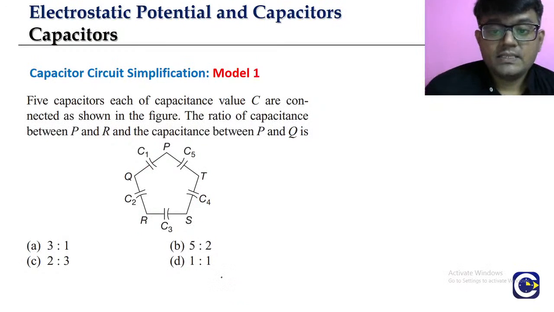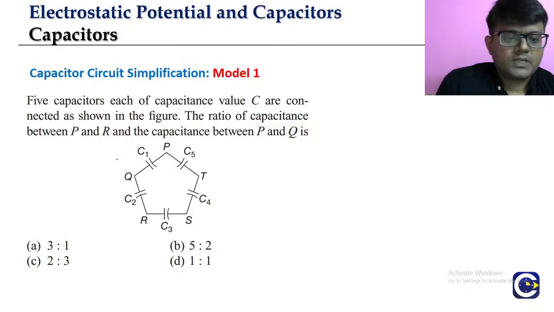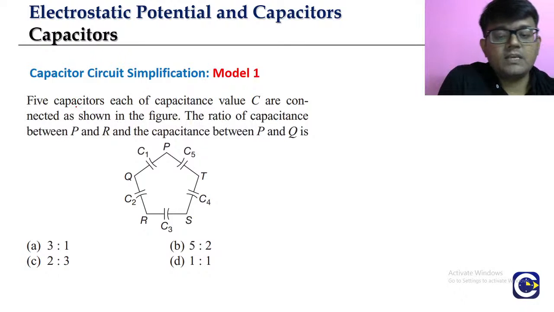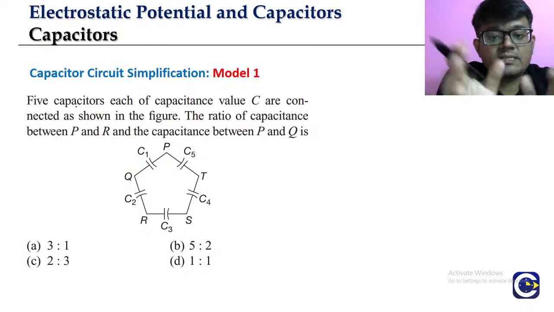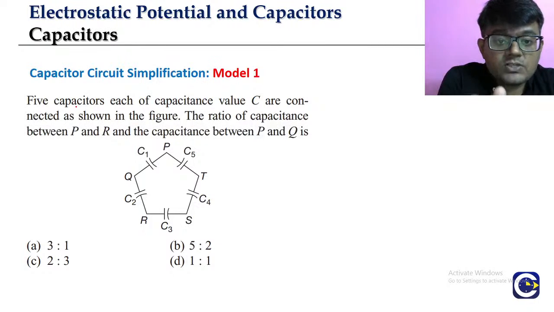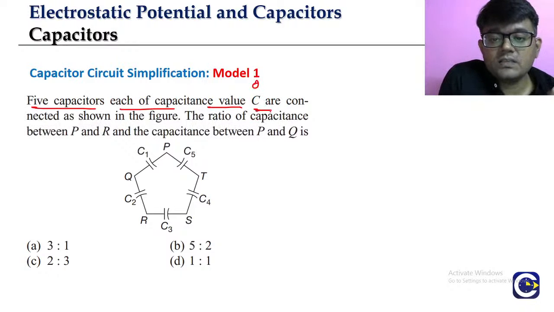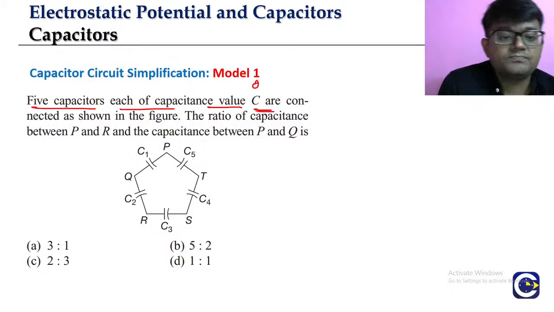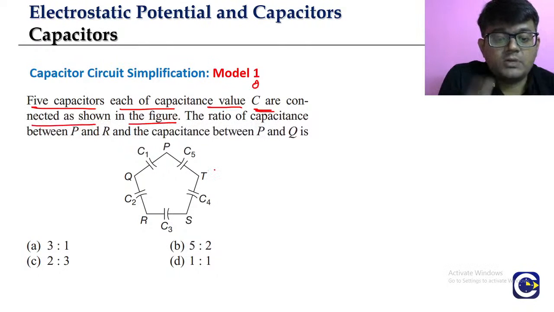After the previous question, this is another interesting question. They will give us capacitors on the sides of a pentagon or a hexagon or a square, and they will ask us the capacitance value across different points. Five capacitors, each of capacitance value C, are connected as shown. They are all kept on the sides of that pentagon.